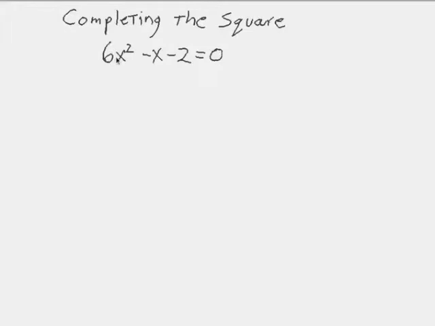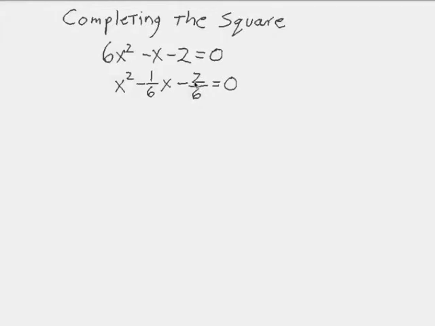First thing we're going to do is get rid of this 6 out front here. I want a leading coefficient of 1. So I'm going to divide everything here by 6. I divide this by 6 and the 6 cancels out and I just have x squared minus, there's an invisible 1 here, so 1/6 x minus 2/6, and then equal to 0 divided by 6, which is still 0. Now, I'm going to leave this as 2/6, even though it could be reduced, because it'll come in handy later.